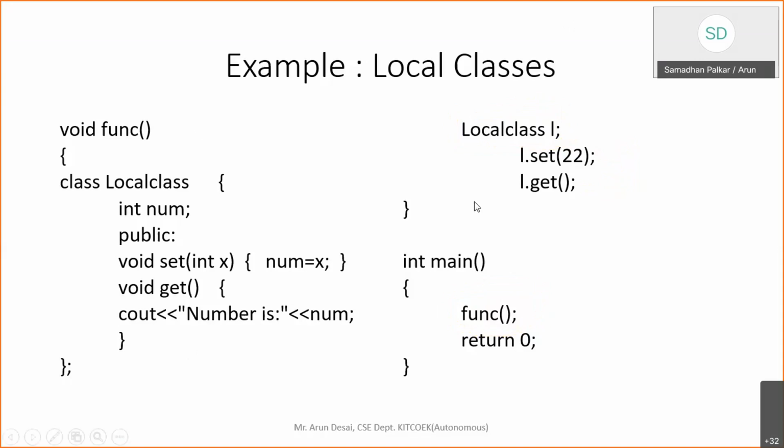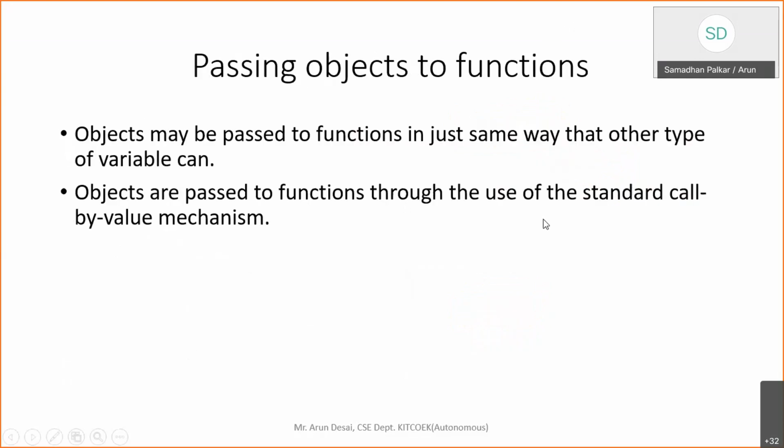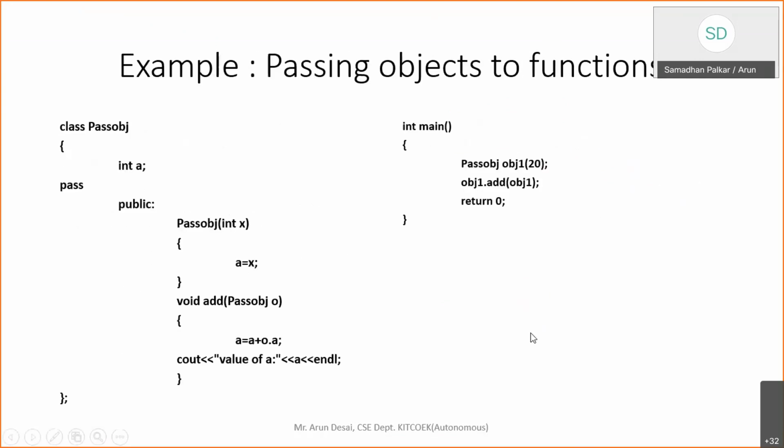Then, passing objects to functions. You can pass an object to a function just like you can pass a variable, right? So by using the standard call by value mechanism, you can pass objects to functions. And here is an example for that.